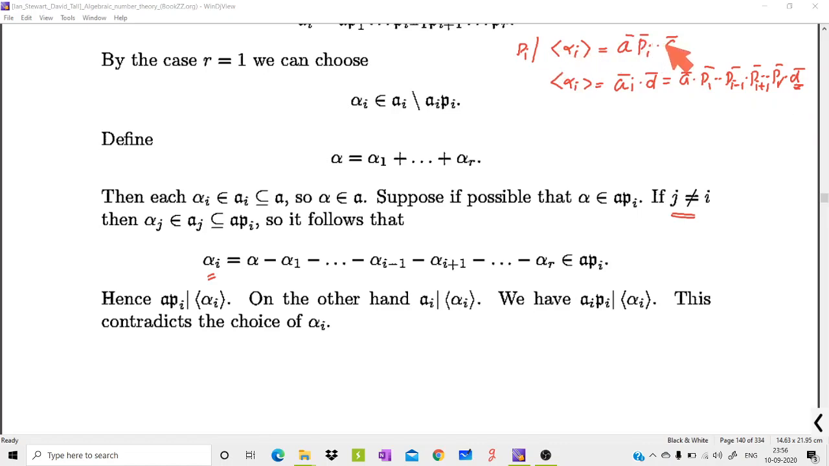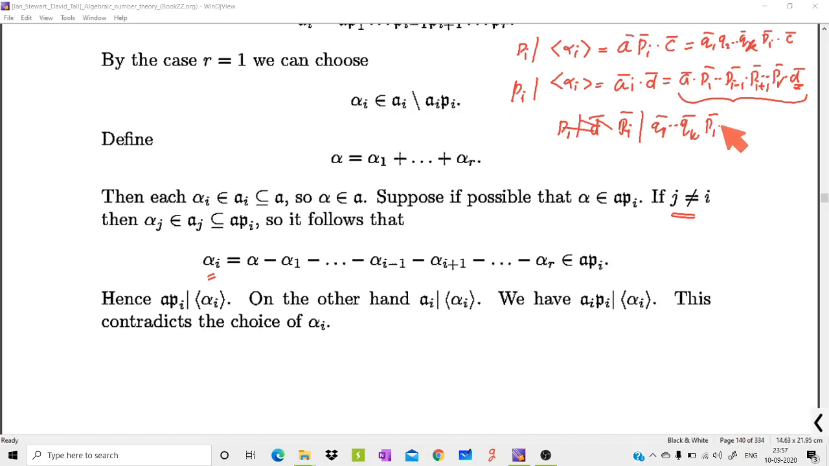Okay, so P_i divides this, which means P_i divides this product. Then we can say that P_i divides D. Suppose our assumption is that A has prime factors Q1, Q2, etc., Q_k, and we have P_i here and C here. Whenever P_i divides this factor, we can say that P_i divides this product, that is, P_i divides Q1 etc. Q_k, P1 etc. P_{i-1}, P_{i+1}, P_r, D. So this implies P_i divides D.